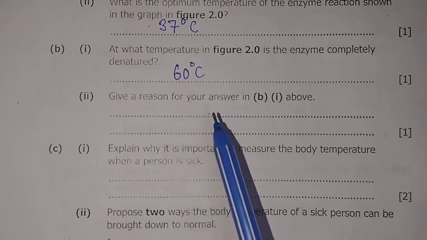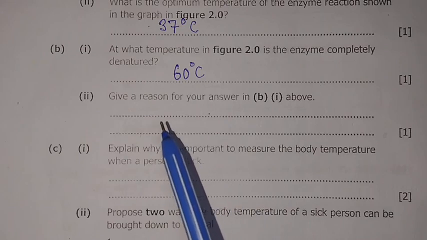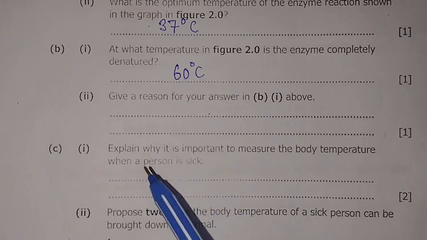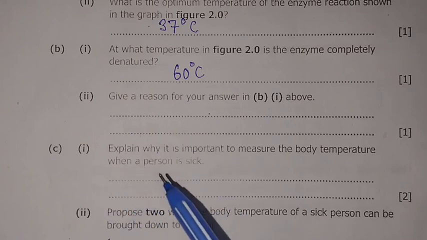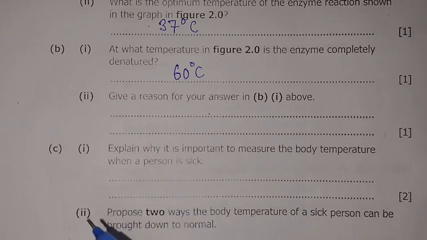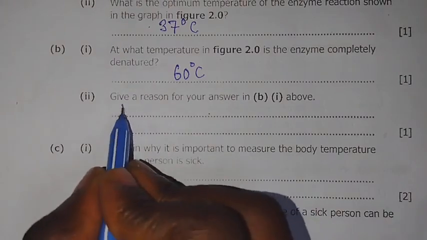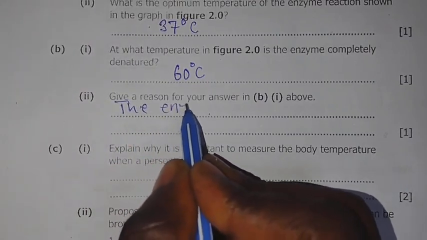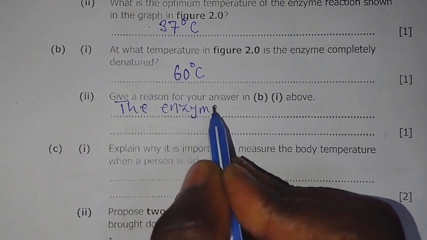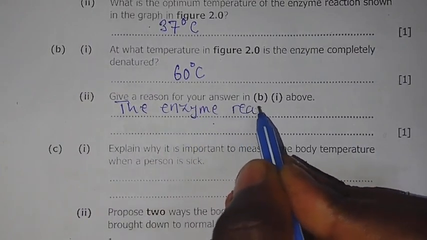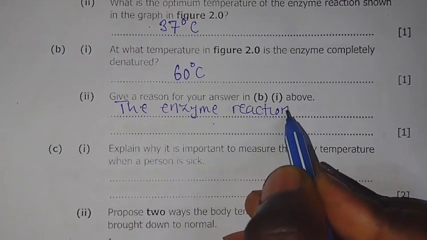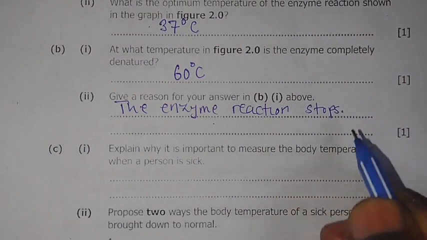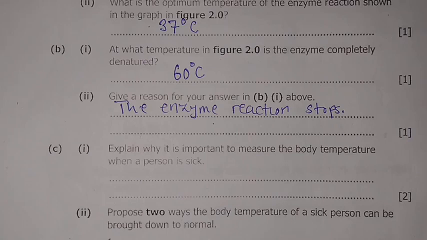So the reason is simple, because the enzyme reaction stops. Okay, you can see on the graph there that the reaction of the enzyme has come to an end. So that is the reason. Okay, so you say the enzyme reaction stops. This is the reason. Okay, the enzyme reaction stops.